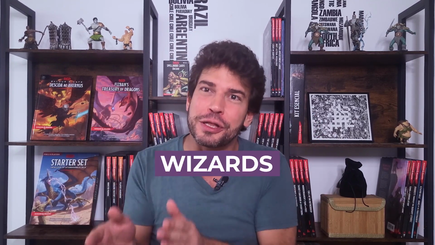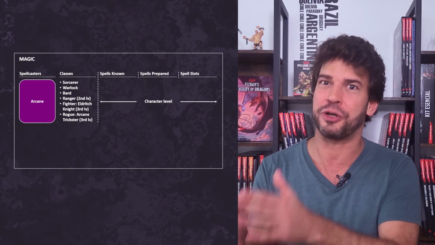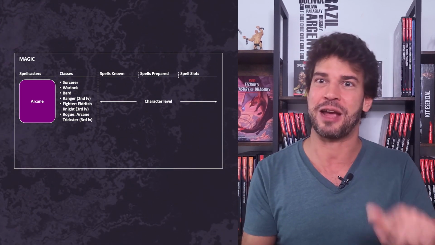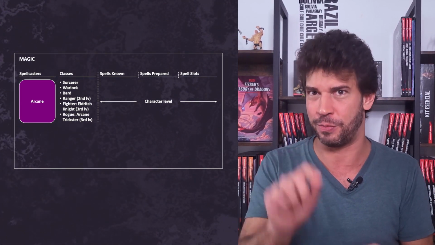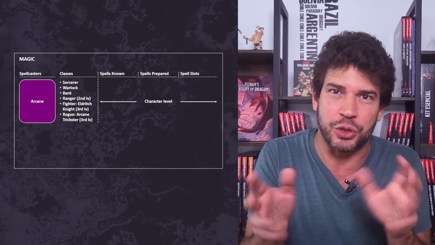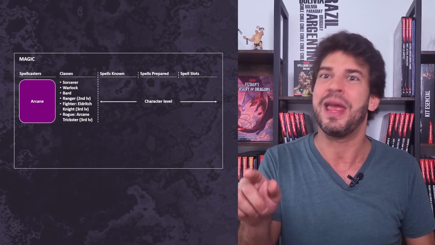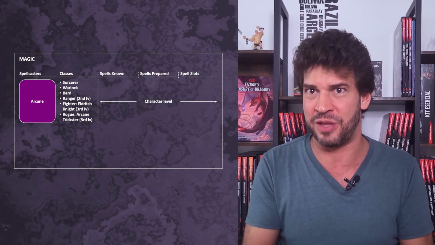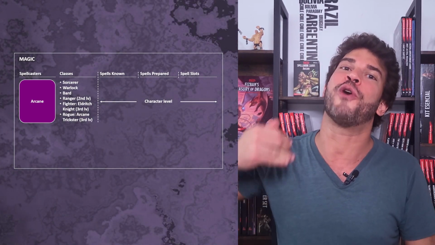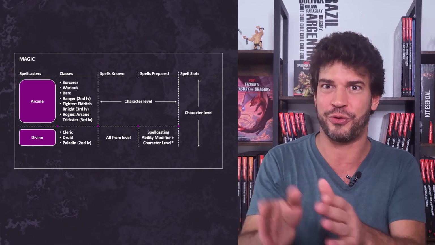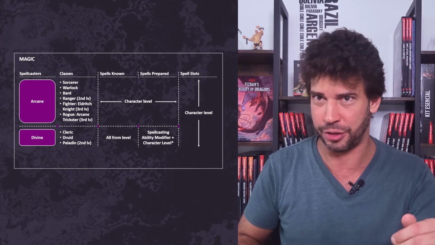Magic works differently for 3 groups of classes. The wizards are an animal of their own. Other arcane spellcasters work differently, and the divine spellcasters work in a 3rd different way. I always start my explanations from arcane magic, including sorcerers, warlocks, bards, rangers from 2nd level onwards, and the rogue and fighter subclasses. That's the easiest to explain because the number of spells known and spell slots are simply determined by character level.